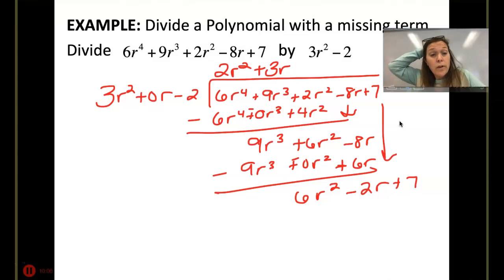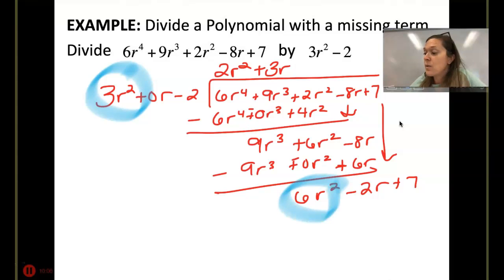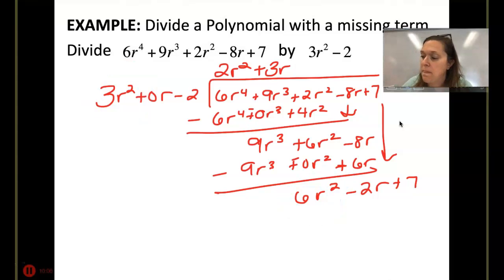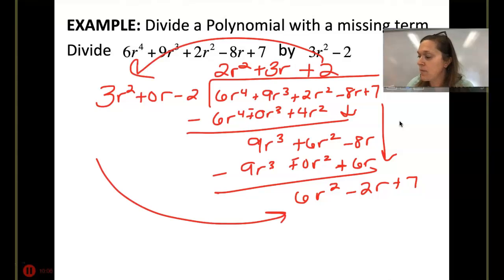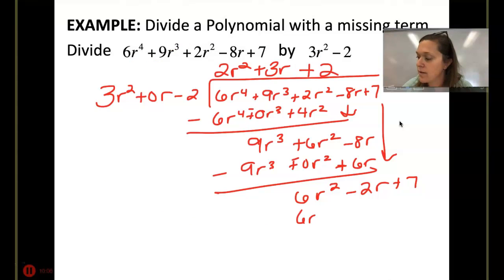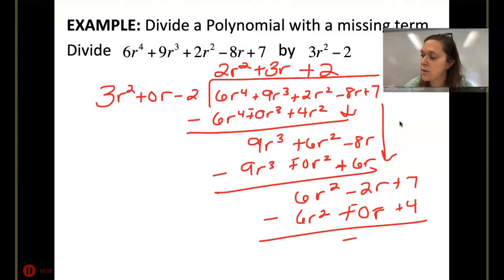Okay, one more to go. So now what do I need to multiply 3r squared by to get to 6r squared? Ooh, this is going to be a good one. So what do we have to multiply 3 by to get to 6? 2. That's it, right? Because I already have the r's. So multiply, write my product. 6r squared. Next one's going to get me 0r. 2 times negative 2 is negative 4. Write that underneath the 7. Change your signs. Leaves you with negative 2r plus 11.